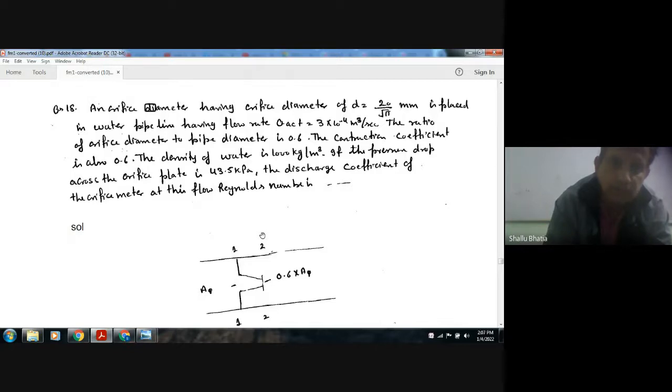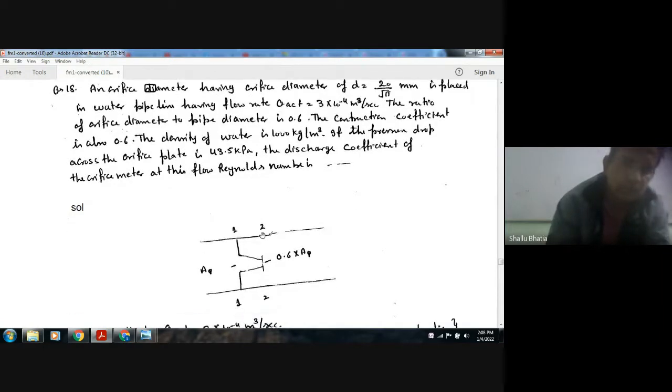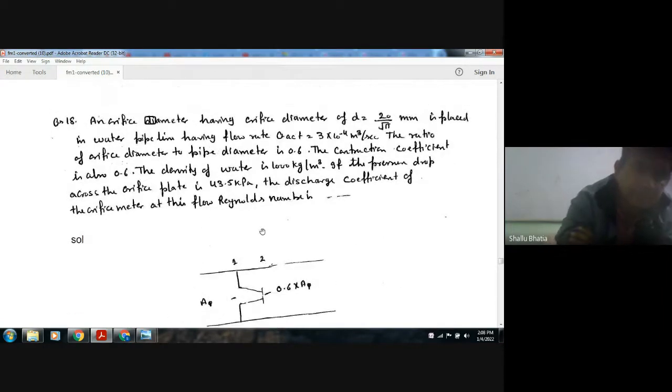is 1000 kilogram per meter cube. The pressure drop across the orifice plate is 43.5 kPa. The discharge coefficient of the orifice meter at this flow Reynolds number is? So the coefficient of contraction is given as 0.6.